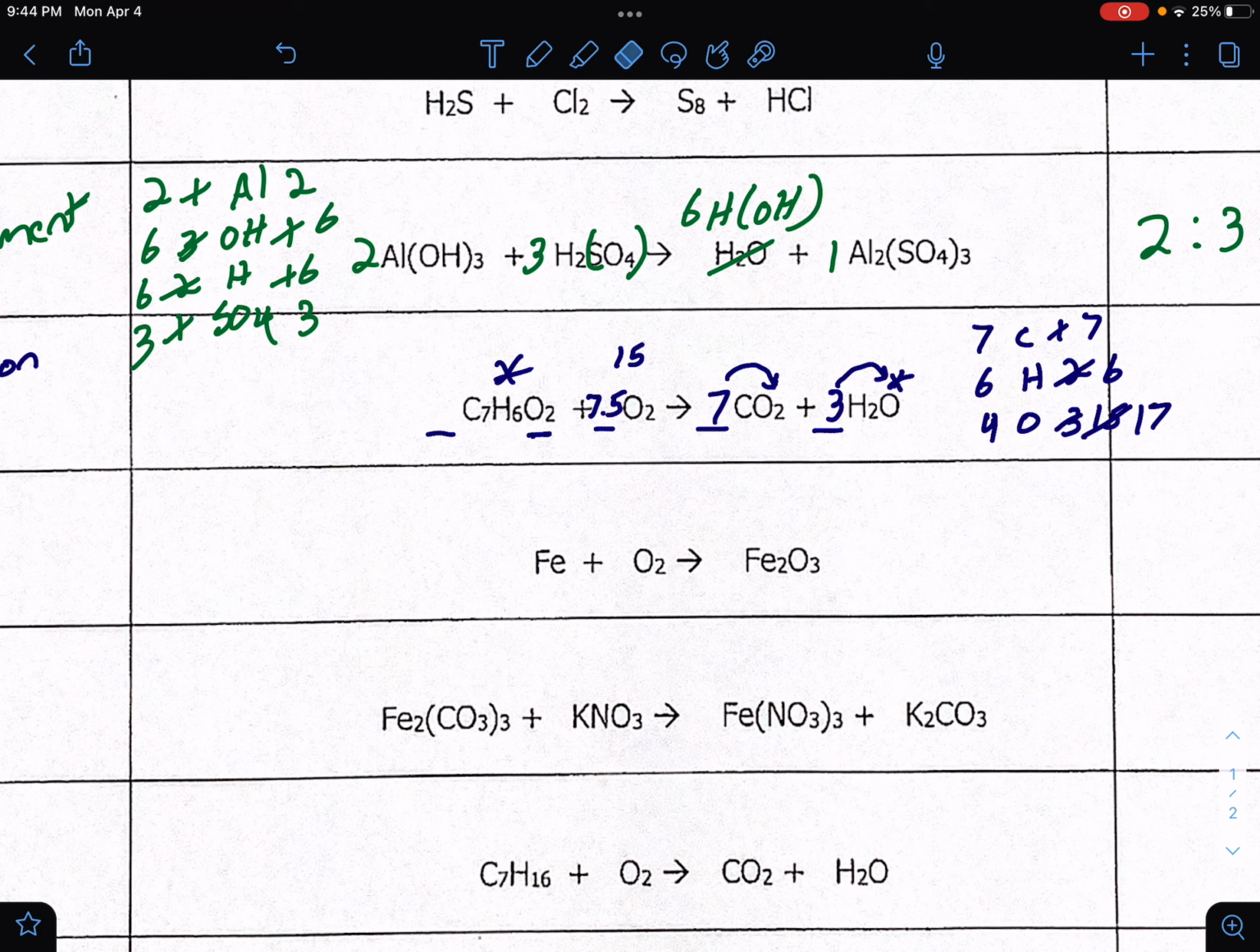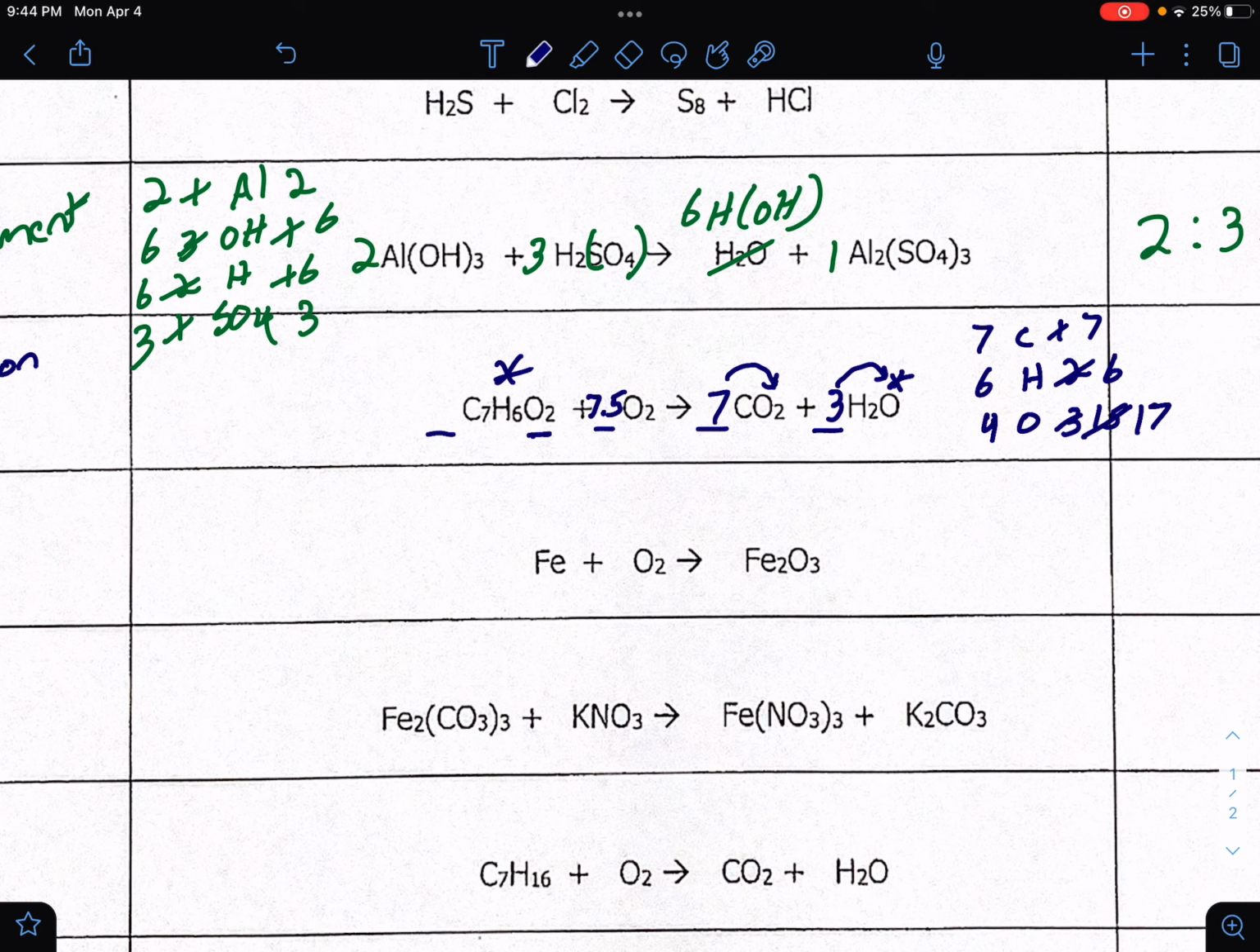Okay, and let me clear this out real quick. If you get stuck on that part, go ahead and write the decimal down. It's always going to be in 0.5s. So just go ahead and write it down, and then we'll fix it. Okay, so I cannot have a decimal.